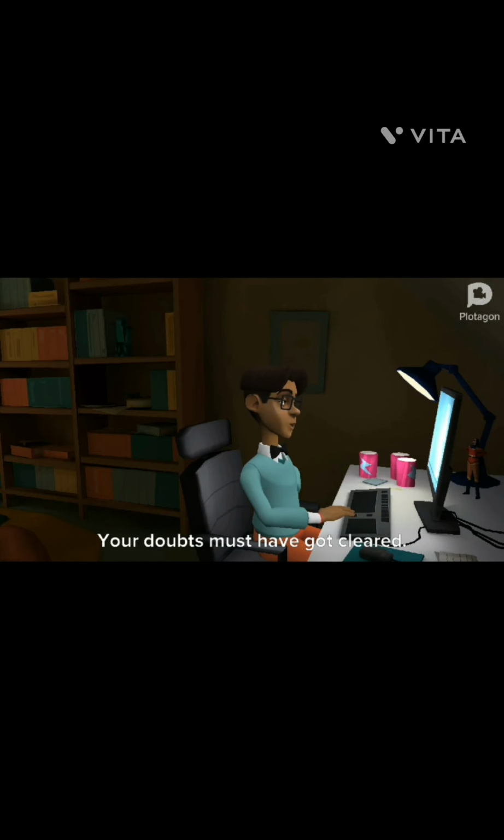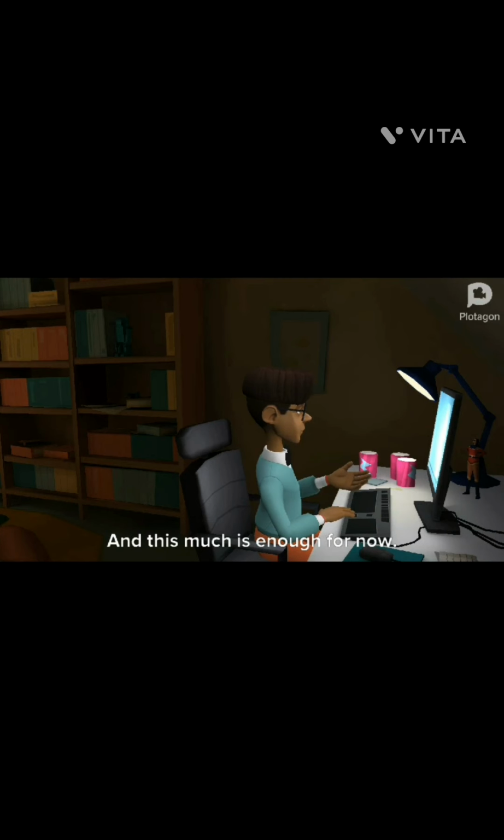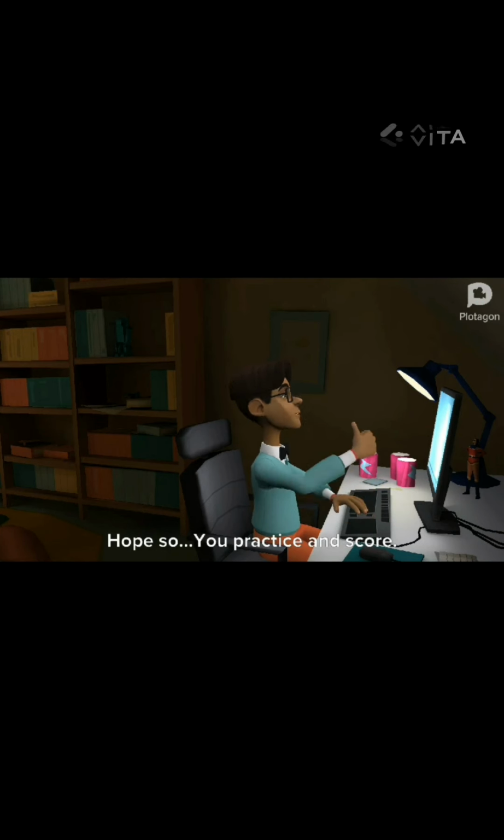Screen sharing stopped. I think your doubts must have got cleared. And this much is enough for now. Hope so. You practice and score.